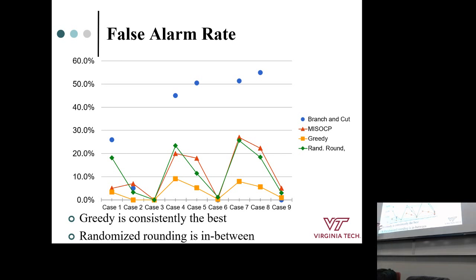Because this means you have picked few wrong features. So this percentage is quite low for greedy. Okay. So again, it is the best among all the others. Not only in terms of computational time and optimality gap, but also for this false alarm rate, the accuracy of greedy is even better than the other methods.